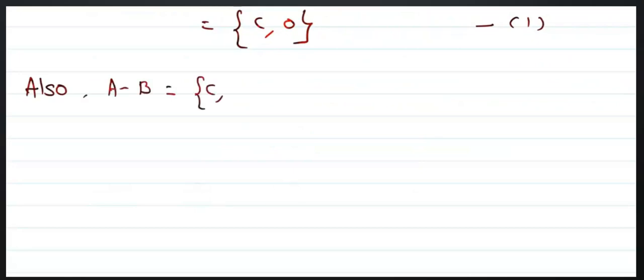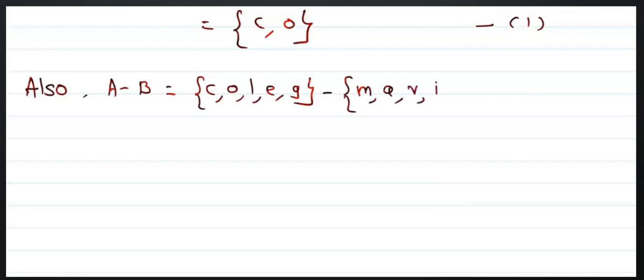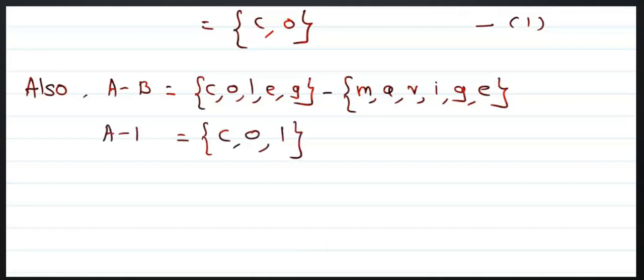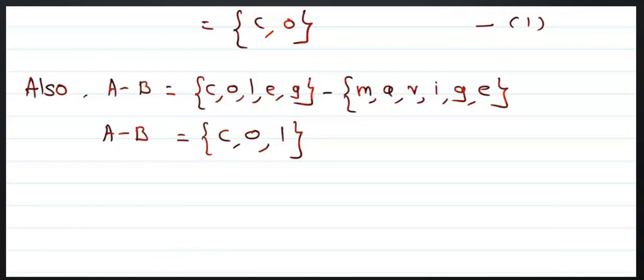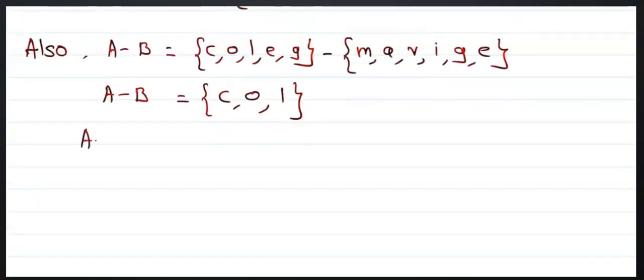Also, A minus B is equal to COLEG minus MARIGE. The common are I, G, E. Therefore, their subtraction is equal to COL. This is A minus B.